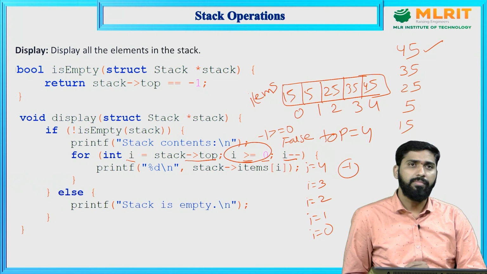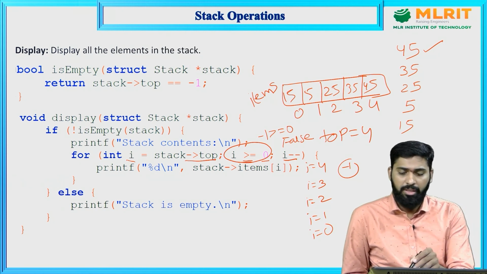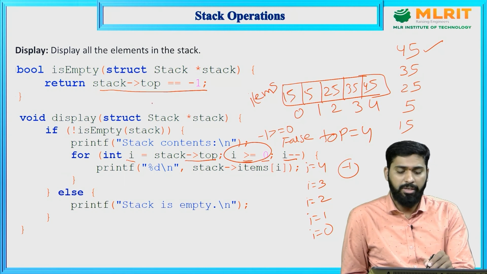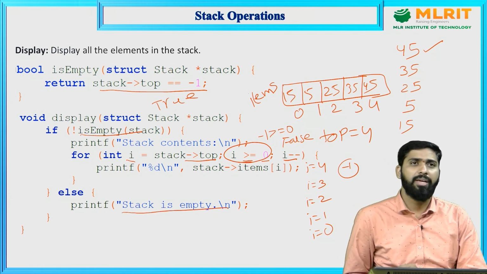If the stack is empty, then the is empty function returns true. Here, not true, false. So, we print stack is empty.